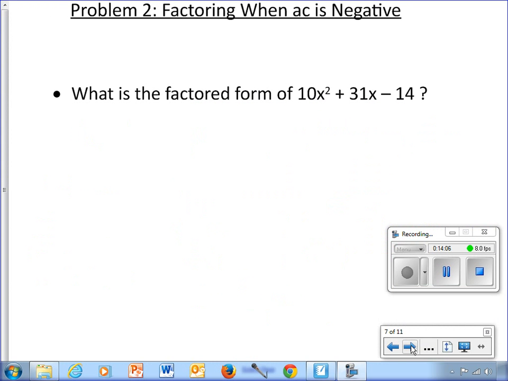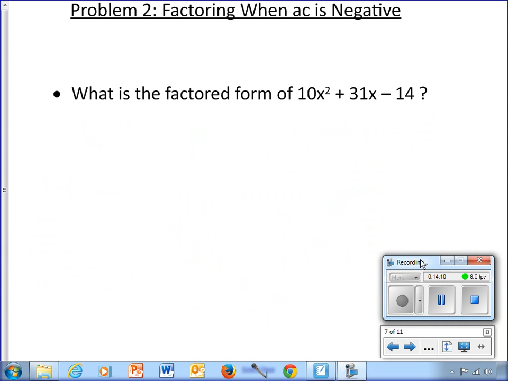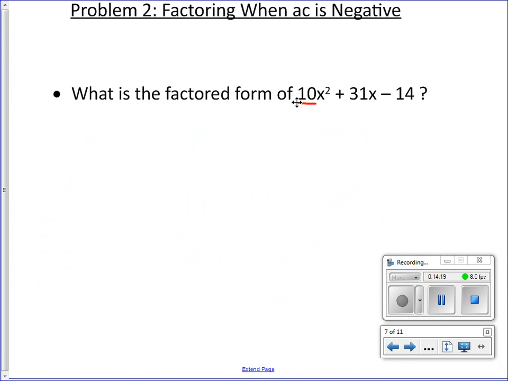All right, let's do another one. What is the factored form of 10x squared plus 31x minus 14? All right, identifying our A and our C, A is 10 and C is negative 14. So 10 times negative 14 gives us a negative 140.